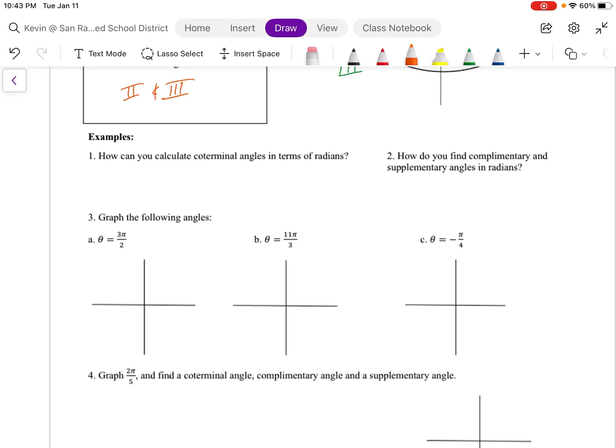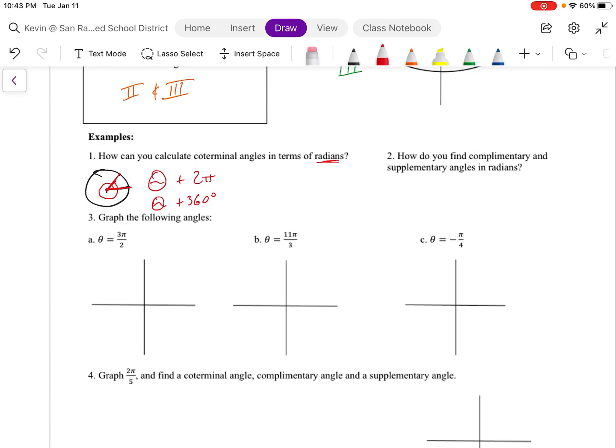How can you calculate coterminal angles in terms of radians? We have to remember what a coterminal angle is. Basically, if we have this angle here, the coterminal angle has the same initial side, but it's going to come all the way around and end at the same place. So in that case, we would take the measure of our angle theta and add 2 pi. It asks for it in radians. If we were doing it in degrees, it would be our angle plus 360 degrees.